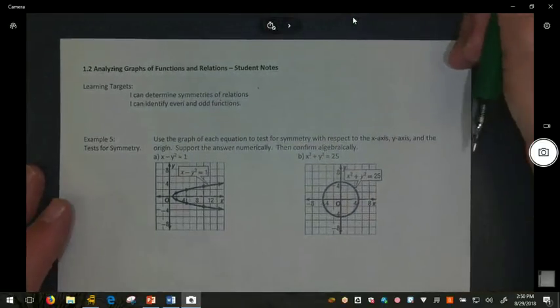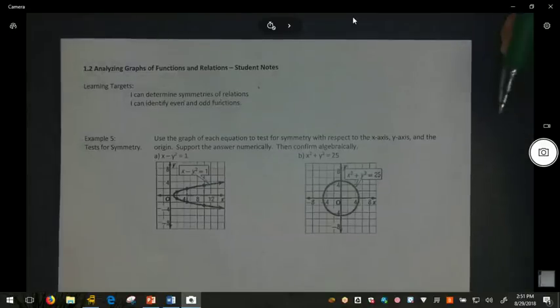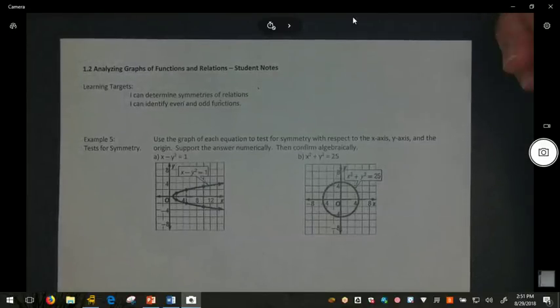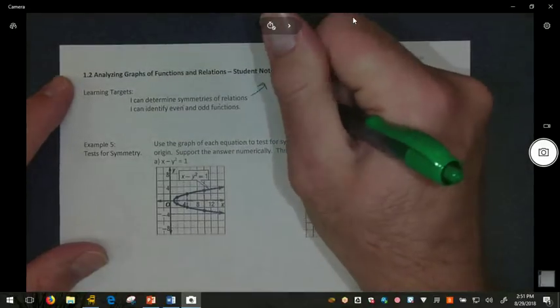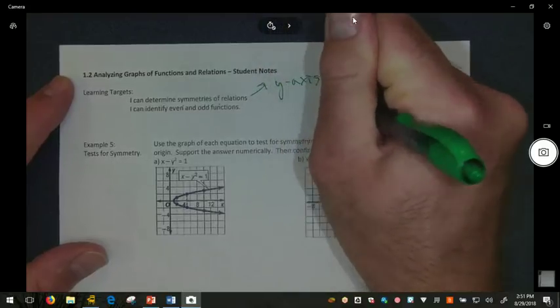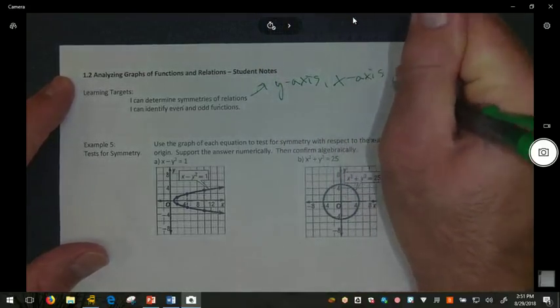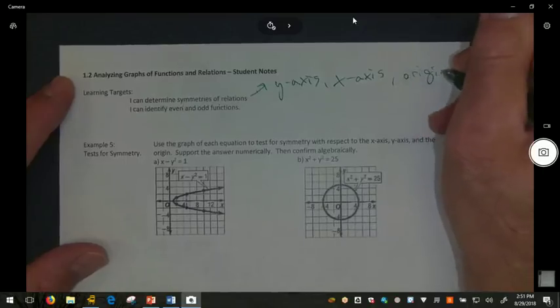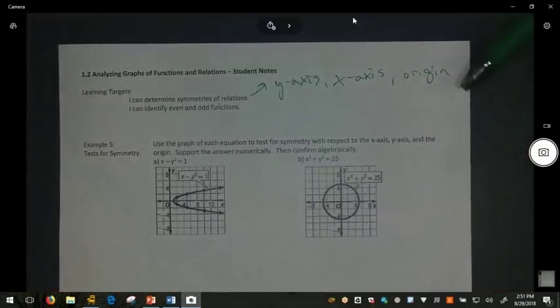Today you did an exploration where you looked at the types of symmetry. You explored three types: y-axis, x-axis, and symmetry with the origin. Both relations and functions can have some of these types of symmetry. You saw that in your exploration.